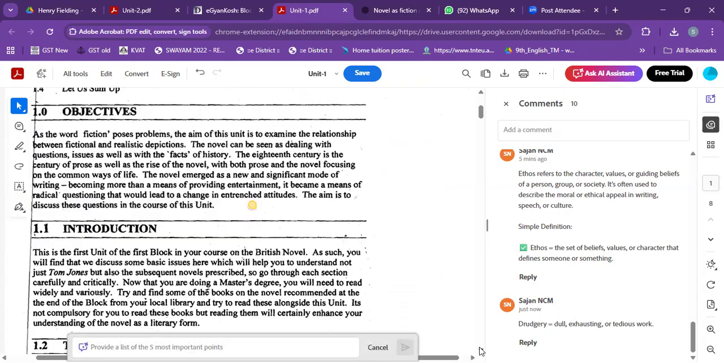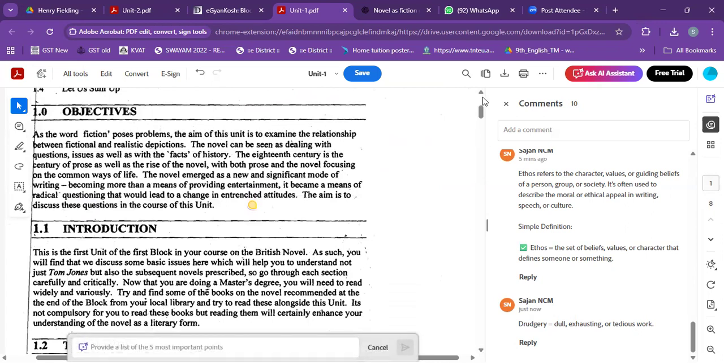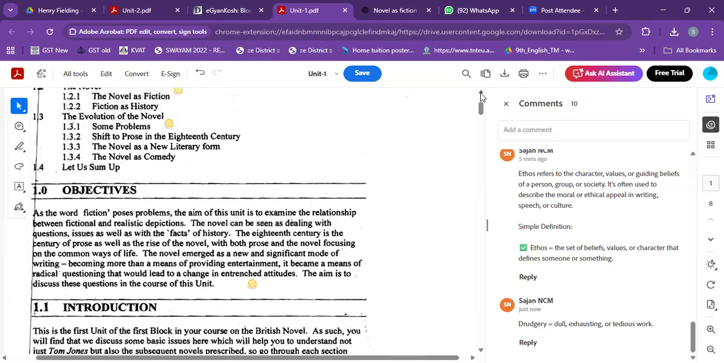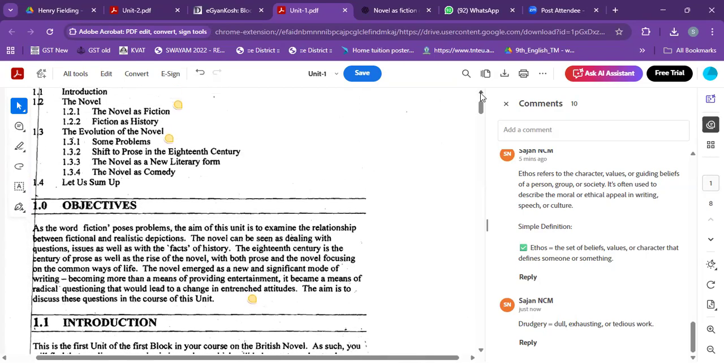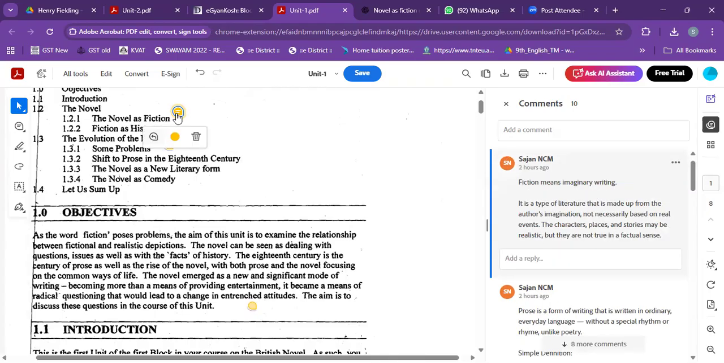Let's go to the objectives. The word fiction, you know the word fiction, right? Fiction is all about talking about stories. So here I just gave the definition for fiction. What do you mean by fiction? Fiction means imaginary writing. You need to have the basic understanding of some of these concepts, and I think you didn't have a literature background in your bachelor's, so I'm just explaining some of the basic terms also. It will be a great help for you.